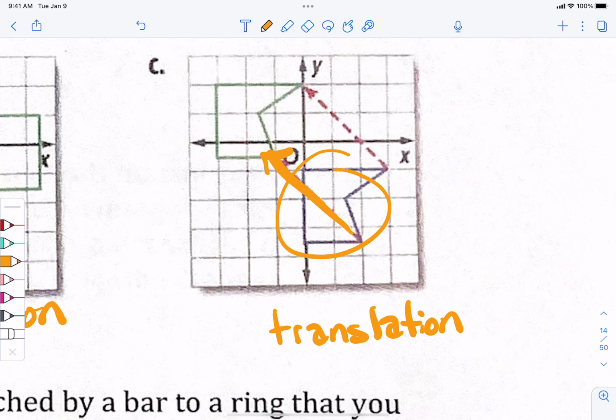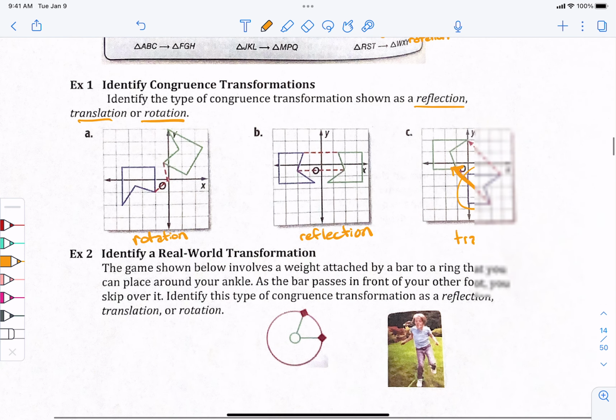I can't see anything on my computer. Translation. Okay? All three of those are transformations. A lot of people get translation and transformation confused. But transformation is all three of them together. Translation is just sliding it.